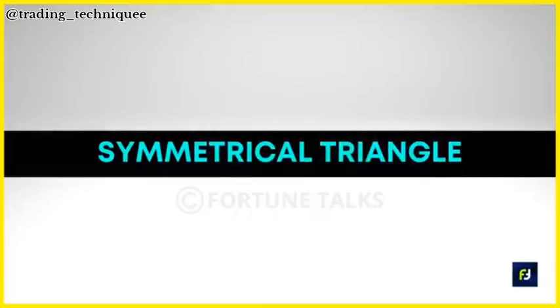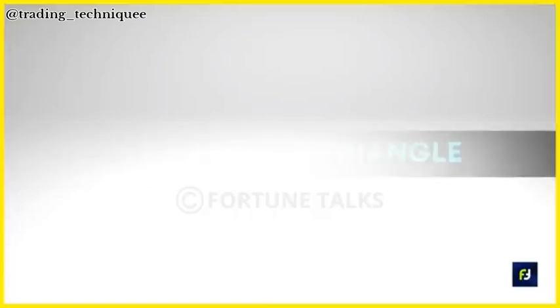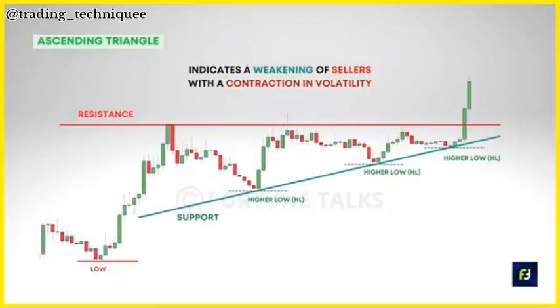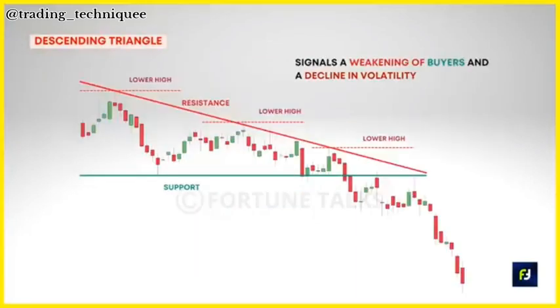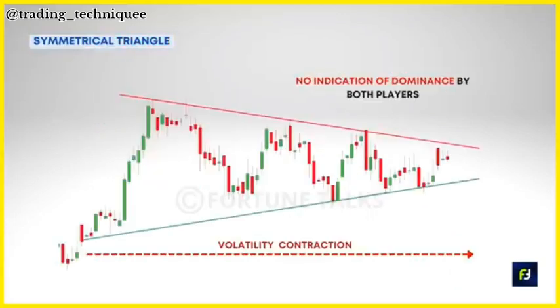So let us start our discussion with symmetrical triangles. We have talked about ascending and descending triangles. The ascending triangle indicates a weakening of sellers with a contraction in volatility from left to right of the pattern, while a descending triangle signals a weakening of buyers and a decline in volatility, which leads to a strong breakout. Now, the working of a symmetrical triangle chart pattern is quite similar to these 2 triangle patterns. The symmetrical triangle is also a volatility contraction pattern, but here we are not sure who is the weak player.